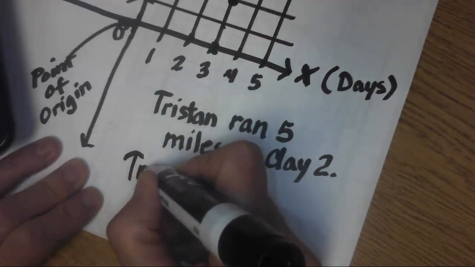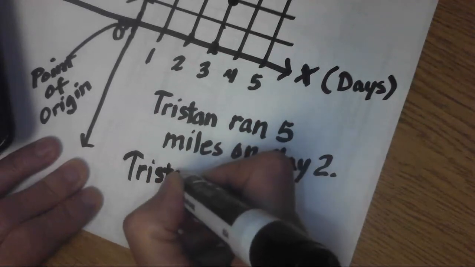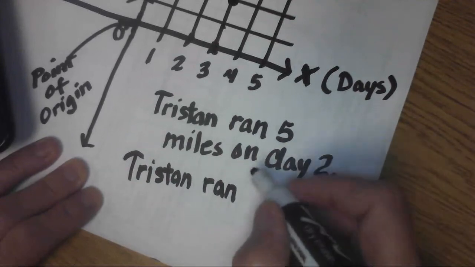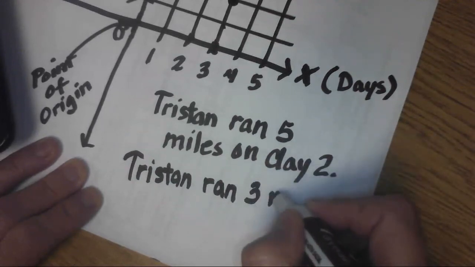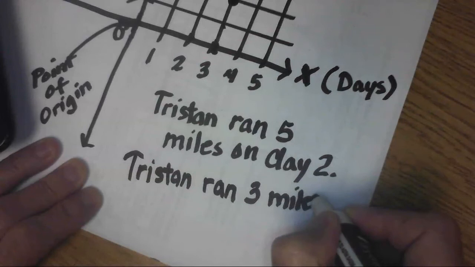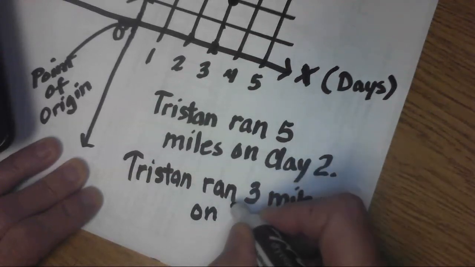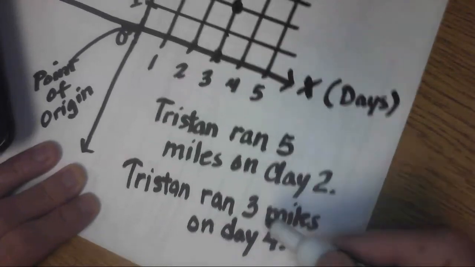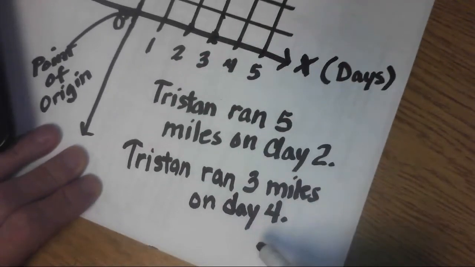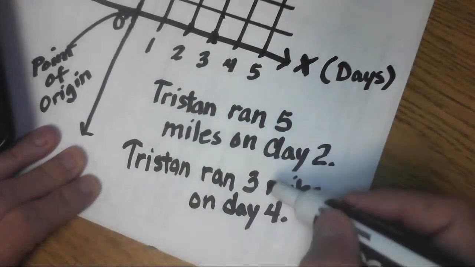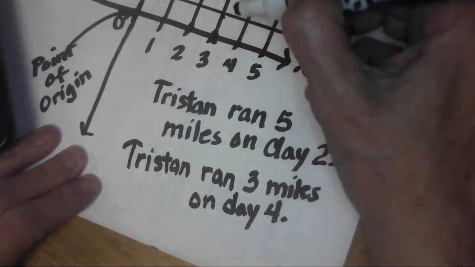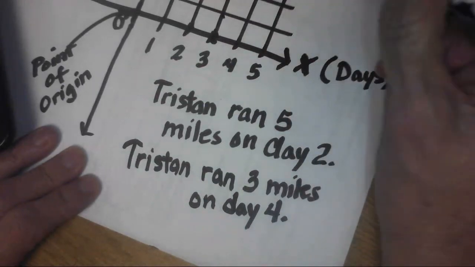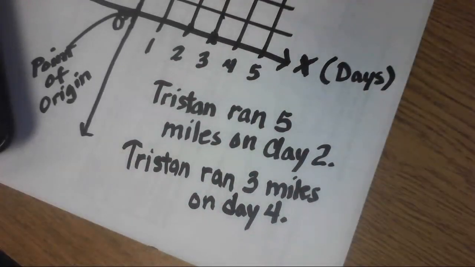Tristan ran 3 miles on day 4. You need to plot this one. This is your problem for now: Tristan ran 3 miles on day 4. I want you to find that on the grid and put a point there, and then you will be done with your homework for today.